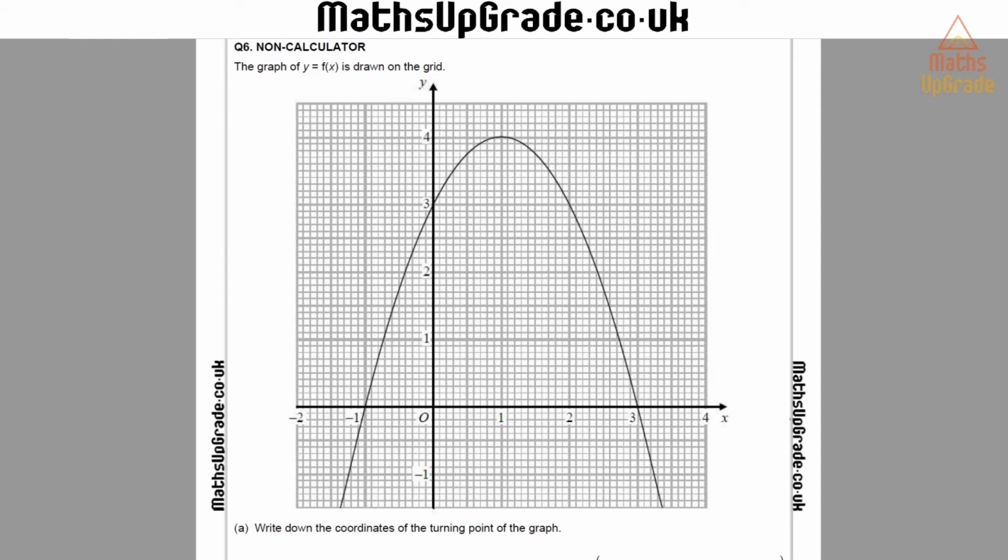Question 6, we're again given a graph of y equals f of x. We need to write down the coordinates of the turning point of the graph. The turning point is this maximum point here, so you can see it's going to be where x equals 1 and y equals 4.